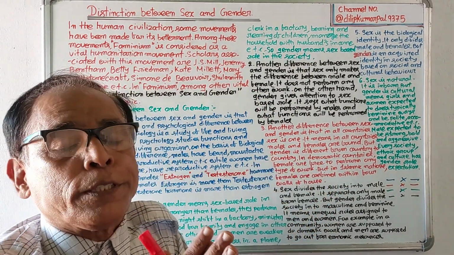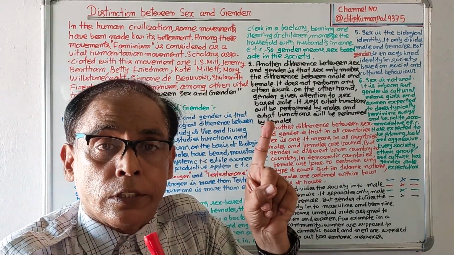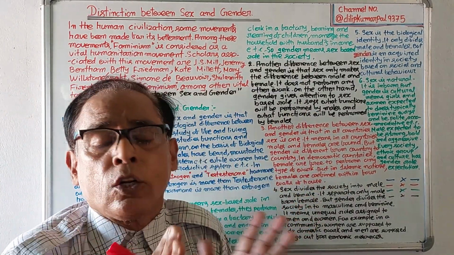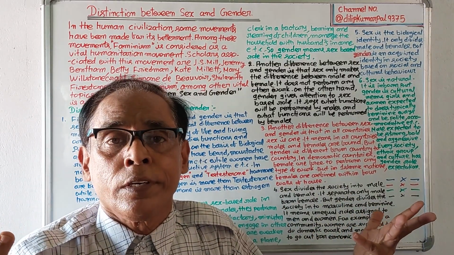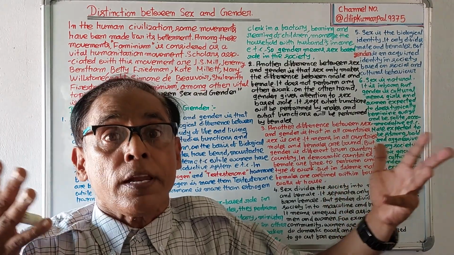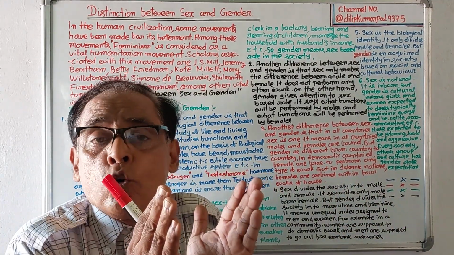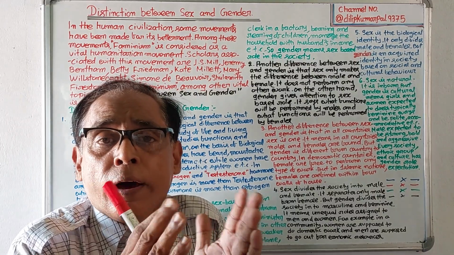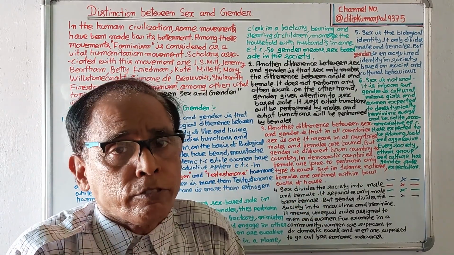So another difference between sex and gender is that sex is the same in all countries. It is static in all countries. But gender is not the same in all countries. In democratic countries, women are free to perform any work. But in Islamic countries, women are not free to perform any type of work. They are forced to remain within the four walls of the house.